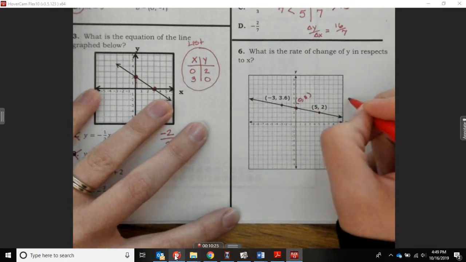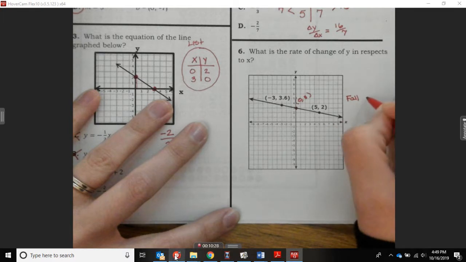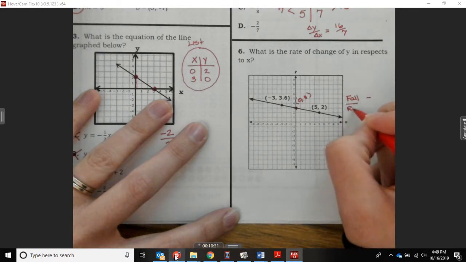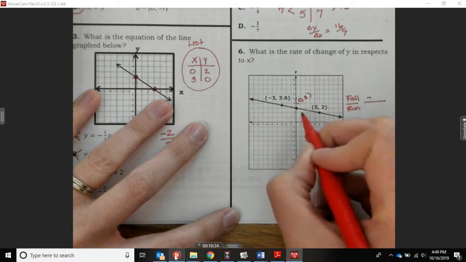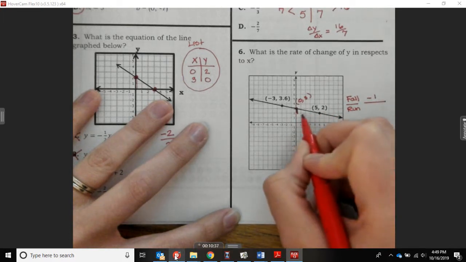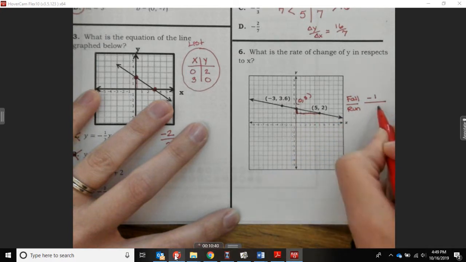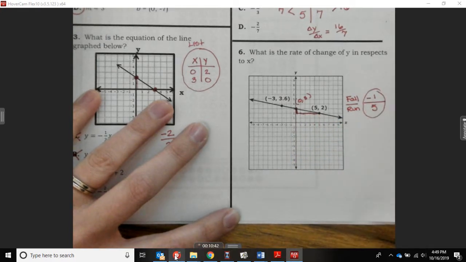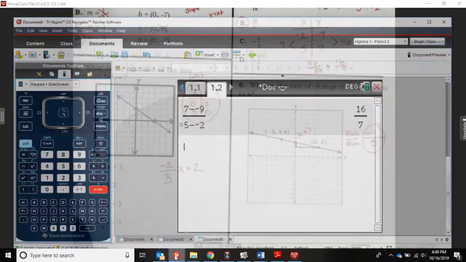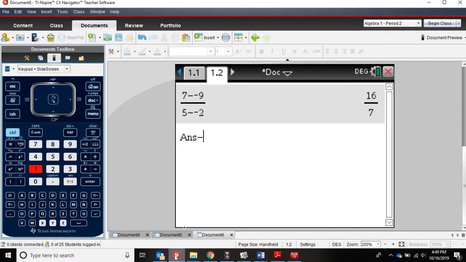And so again, this is a negative slope. So I'm falling, and then I'm going to run. Fall is my negative, so I'm going to fall 1, and then I'm going to run 1, 2, 3, 4, 5. That's my slope. How do I change that to a decimal? I type it in, -1 divided by 5. Sorry, but you also need to press Control-Enter in order for it to give you the decimal. So there you go, -0.2.